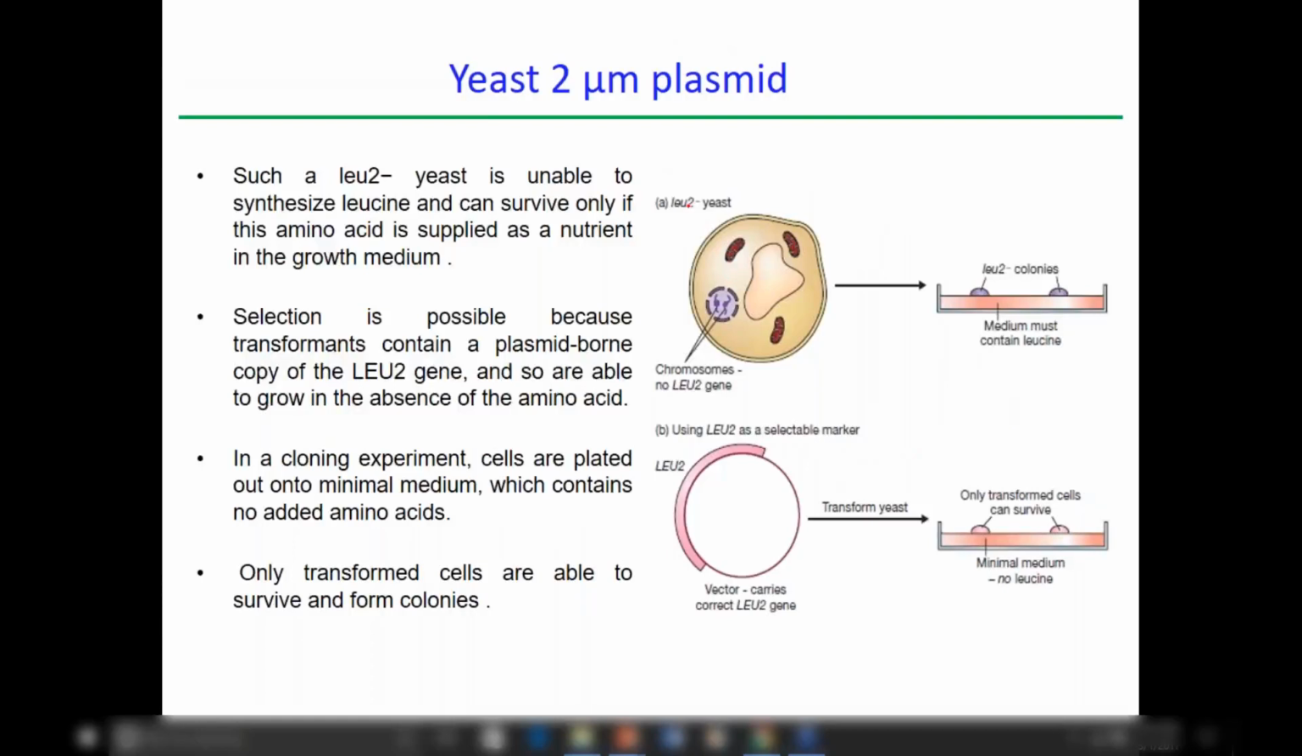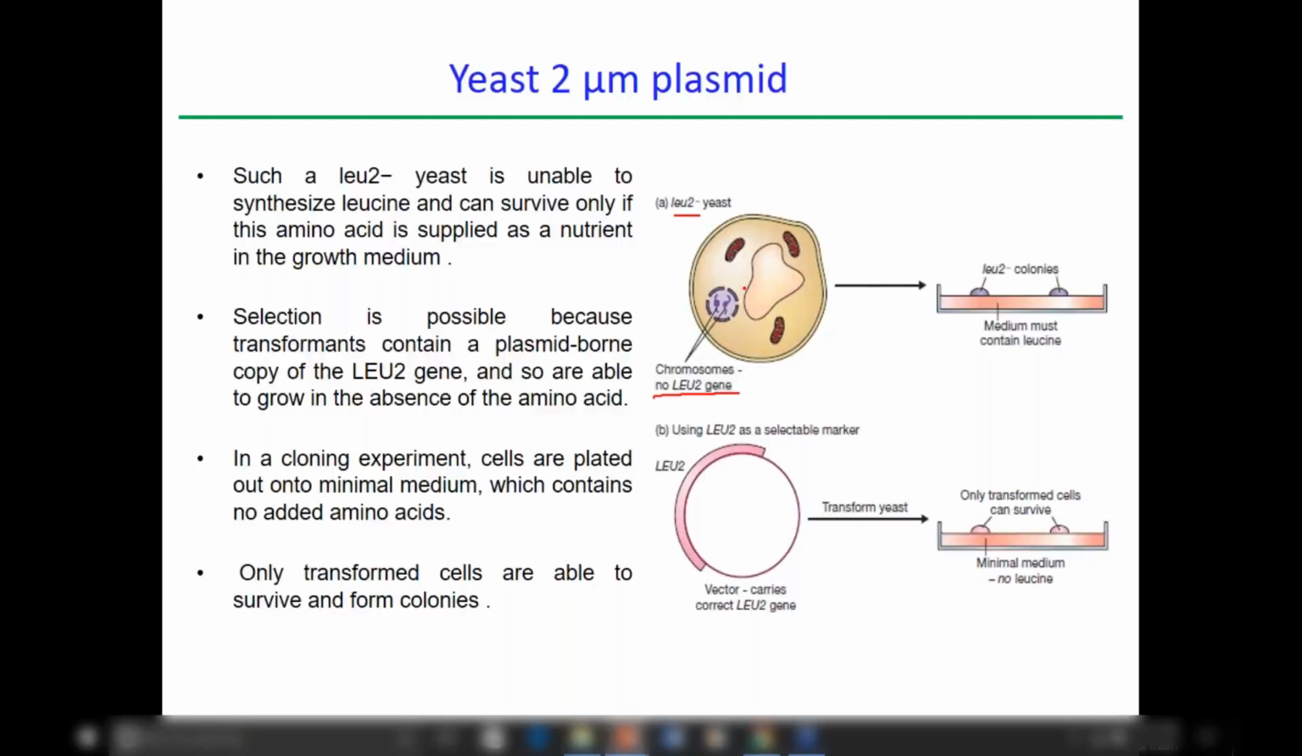So in order to use leucine as a gene, same thing I'm explaining, guys, for those who want to repeat: they have removed the leucine, that is leucine minus, can you see that, from this Saccharomyces cerevisiae? That means this chromosome contains no leucine gene.